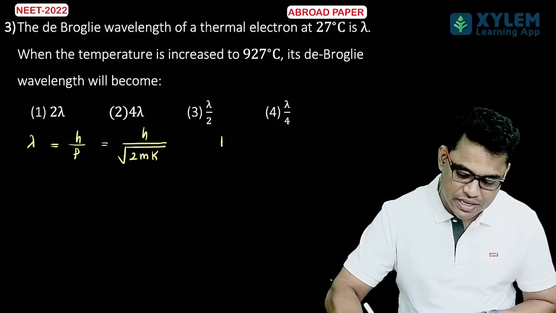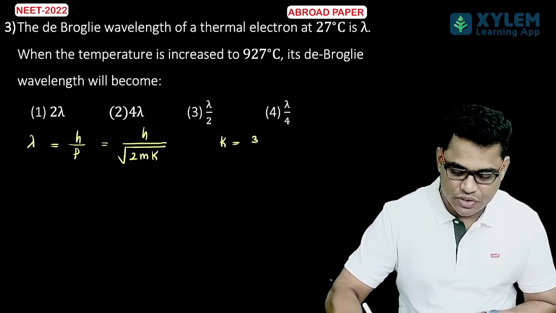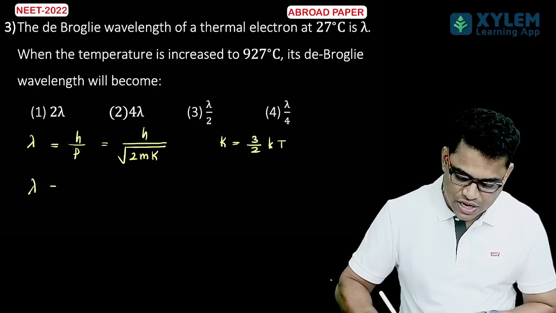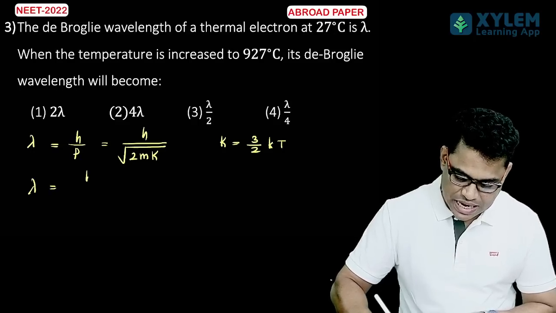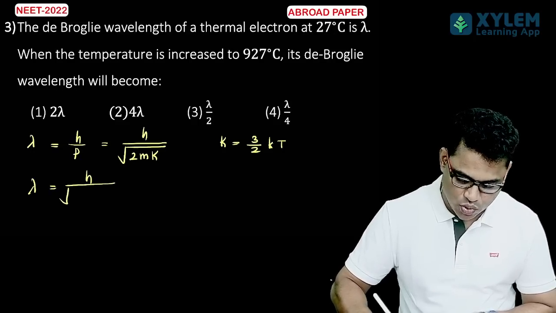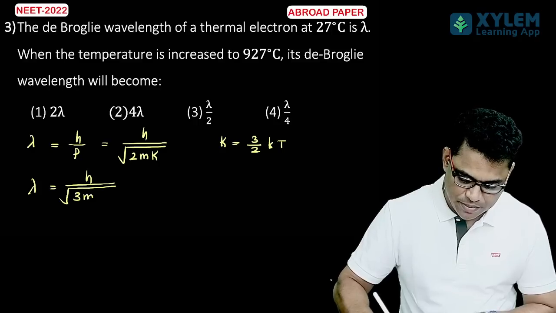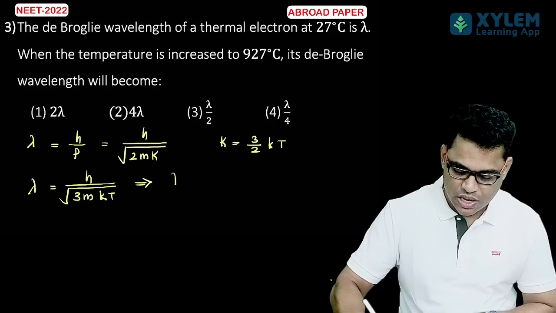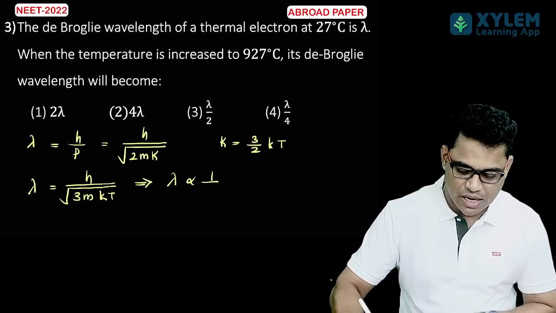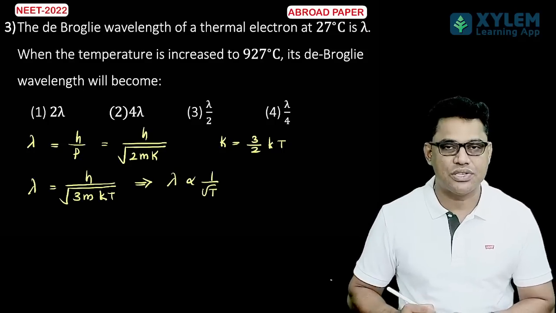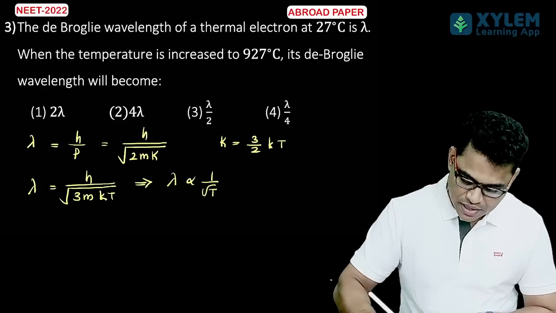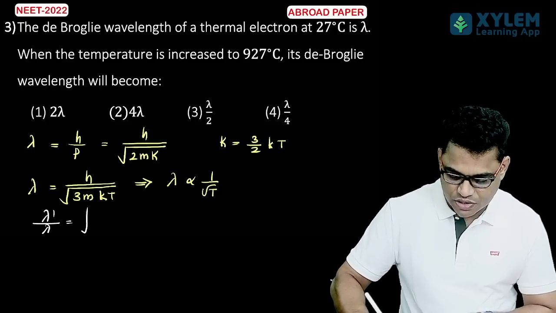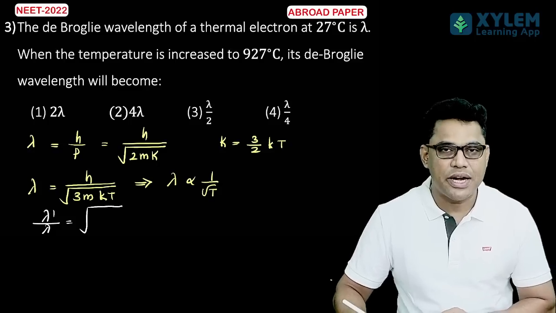Therefore, kinetic energy can be written as 3 by 2 kT. Then, substituting the value of kinetic energy, we get lambda is equal to h divided by root 3 m kT. As the equation tells you, lambda turns out to be inversely proportional to root of absolute temperature. Therefore, lambda dash divided by lambda is equal to root T divided by T dash.